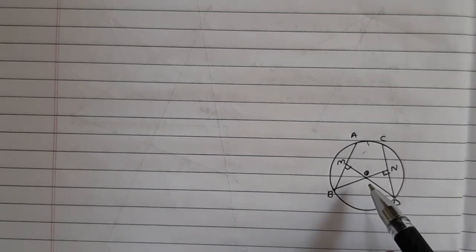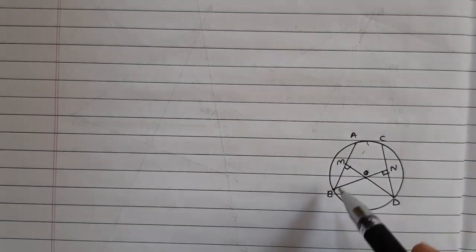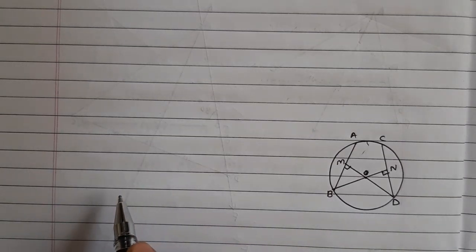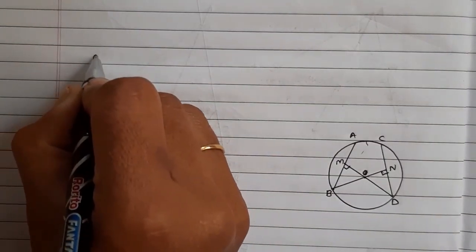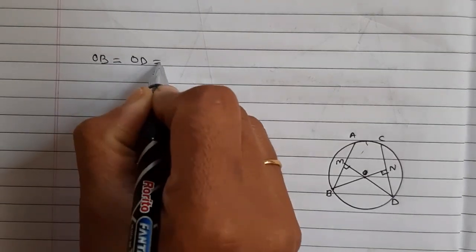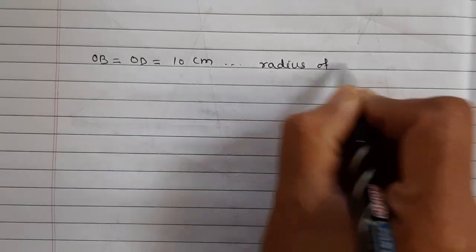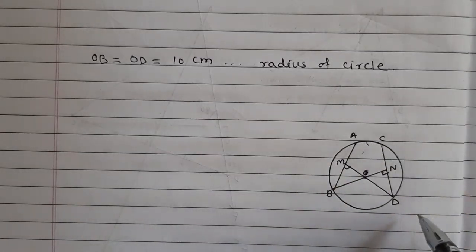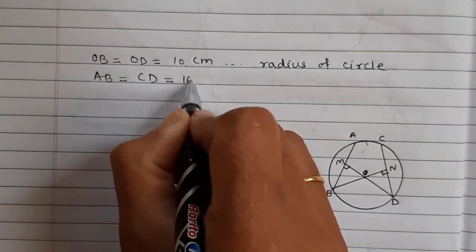Now see the solution. Here O is the center of the circle. OM is perpendicular to AB. Similarly ON is perpendicular to CD. AB and CD are chords of the circle. The radius of the circle is given as 10 cm, so OB equals OD equals 10 cm. These are the radii of the circle. The length of the chord is also given: AB equals CD equals 16 cm.